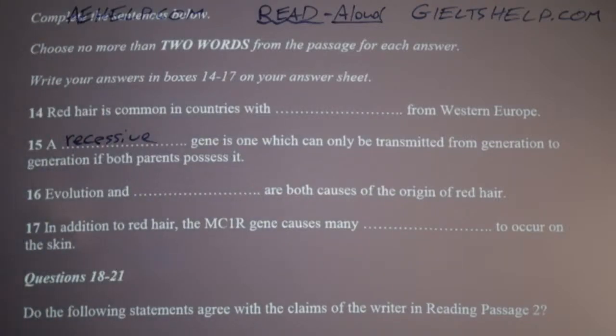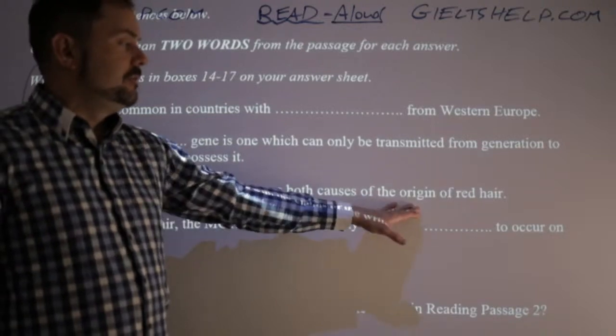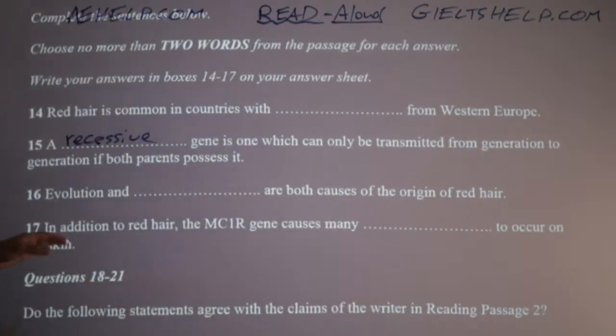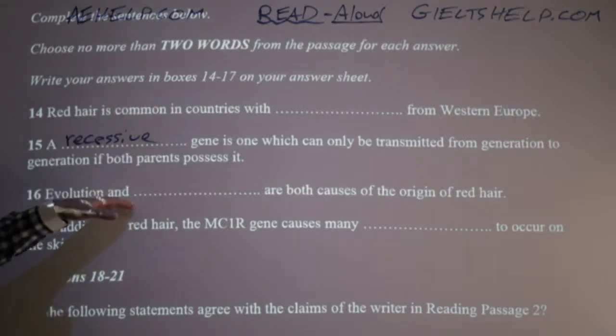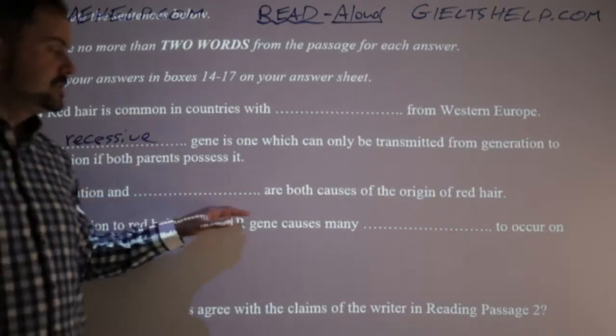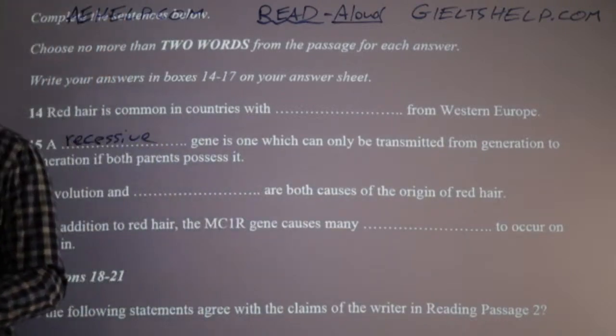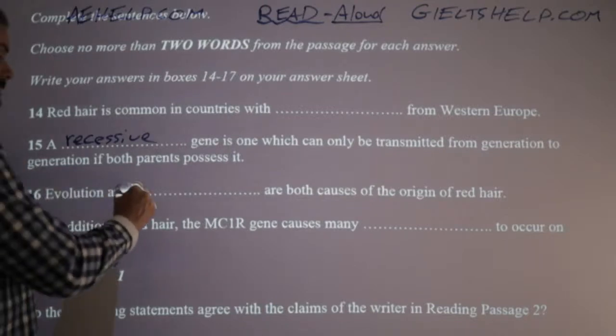Very good. Okay, number 16, evolution and something are both causes of the origin of red hair. Evolution and genetics, maybe, but we already talked about genetics. I think there's a better answer here that IELTS is looking for. So evolution and something are both causes. Nick Hill says the answer there is geography. Yeah.